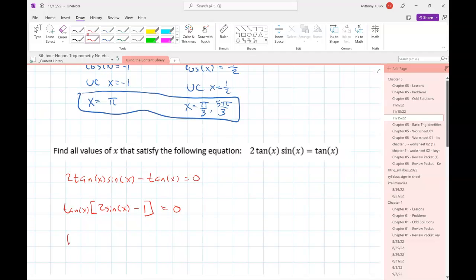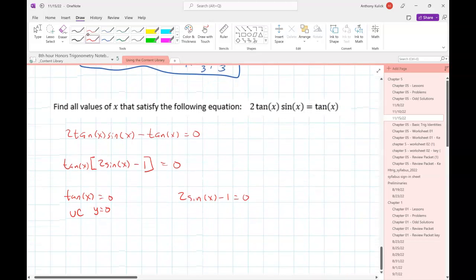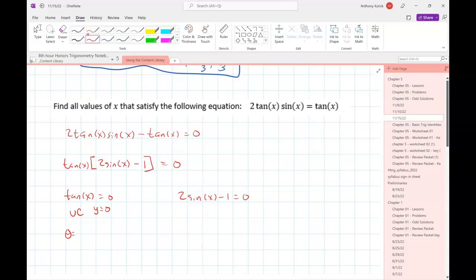Now I can apply the zero product property and set each of them equal to 0. So tan x, I go to the unit circle. Hello, little friend. There's a bug on my sleeve. And I'm going to look for the place where the y coordinate is 0, because tangent is y over x, right? Where does that happen at? At 0 and pi. Very good.